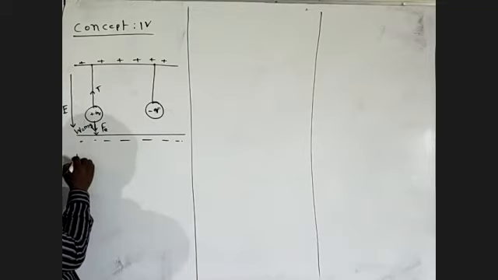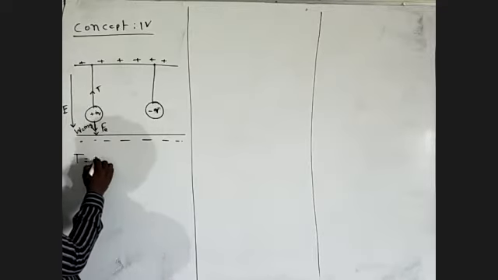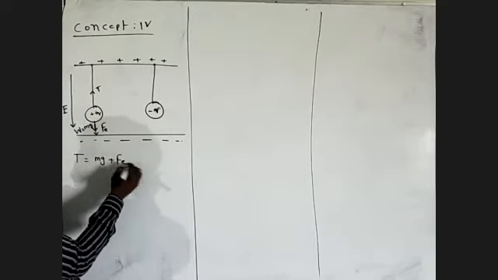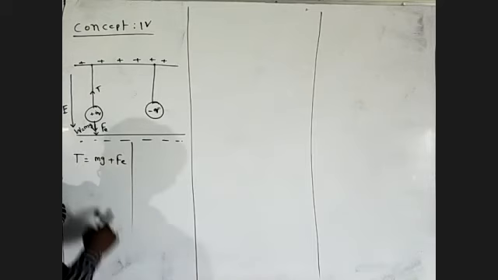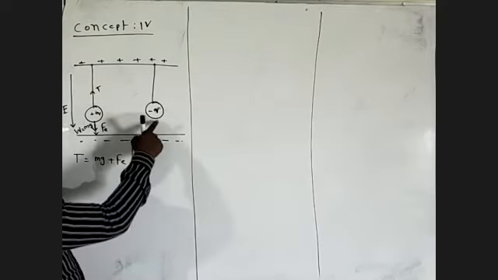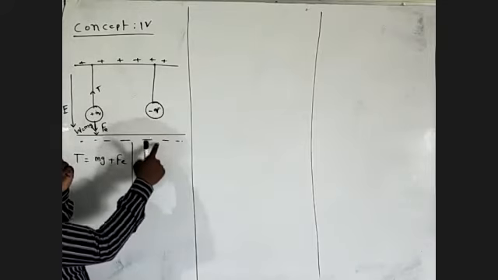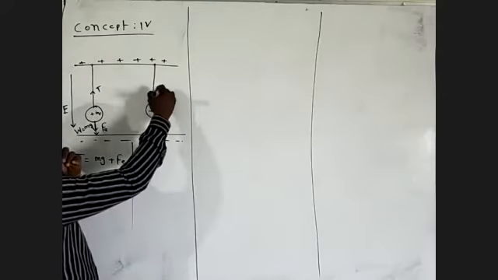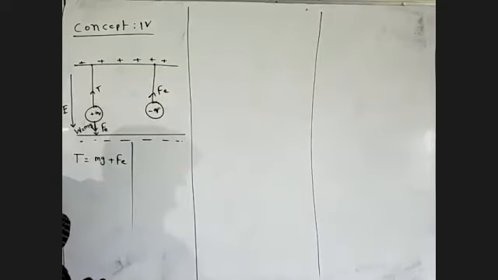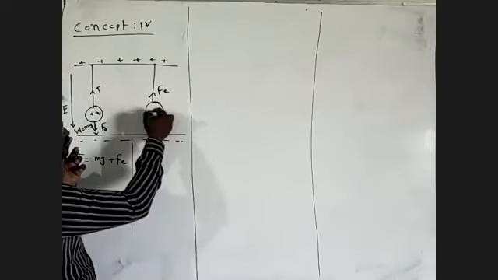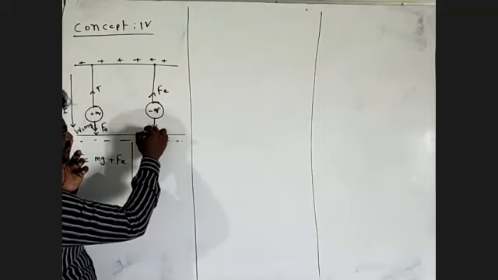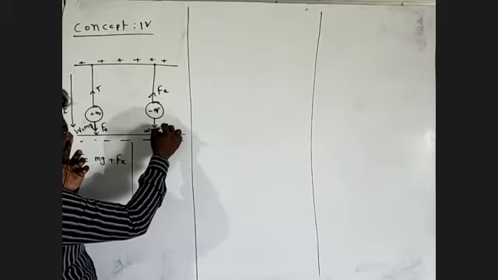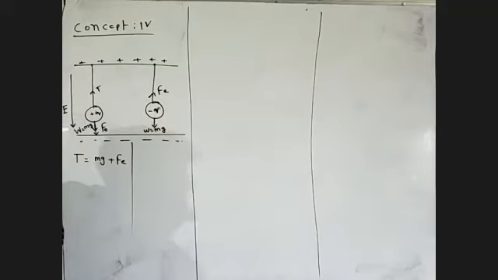I'm going to write the equation. Upward force is equal to downward forces. That is the equation for this one. Now you will see this is a negative charge. So this negative plate will repel this charge in an upward direction. That is, the electrostatic force is in the upward direction. This bob has mass m and weight mg in the vertically downward direction.